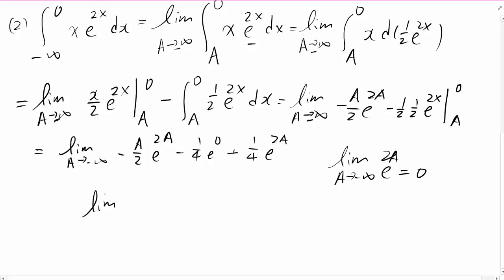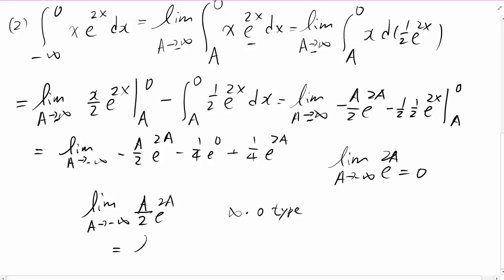What's going to be the limit when a is going to negative infinity, and we have a on top, and then we have e to the 2a. We need to use L'Hopital's rule to determine this limit, because a is going to negative infinity. This is so-called infinity times 0 type. Okay. And the easiest way to find the limit is using the L'Hopital's rule.